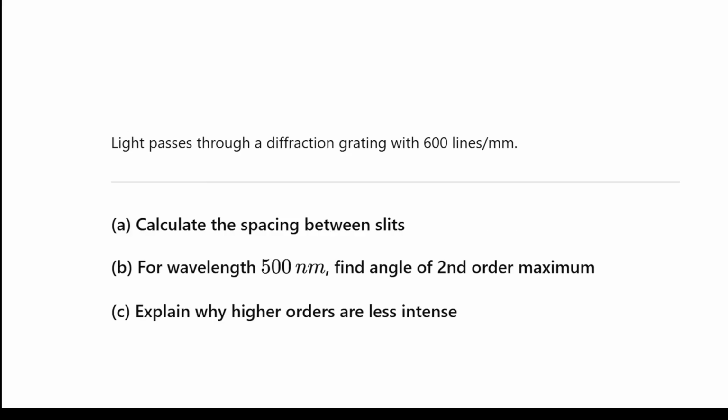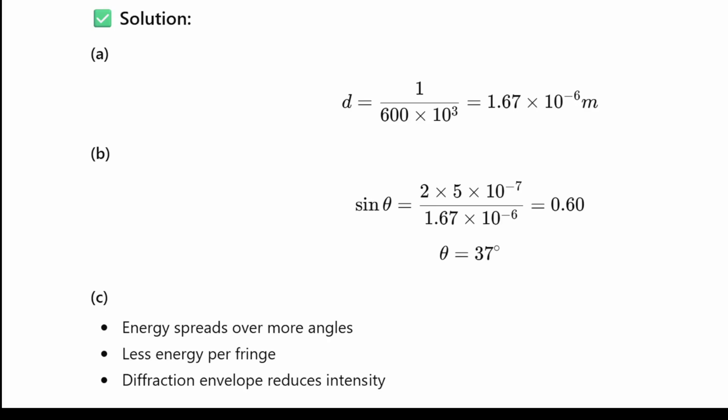Light passes through a diffraction grating. So this time again you will have to calculate D. This is in millimeters, so D will be 1 over 600, and since this is in millimeters, 10 to the power minus 3. So you've done this one. Okay, go ahead, pause and do it, and then check. All right, you can go ahead, pause and check your answers.